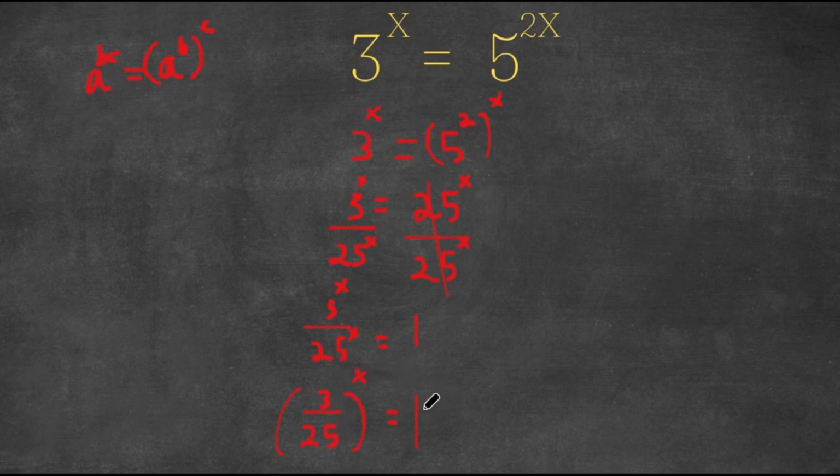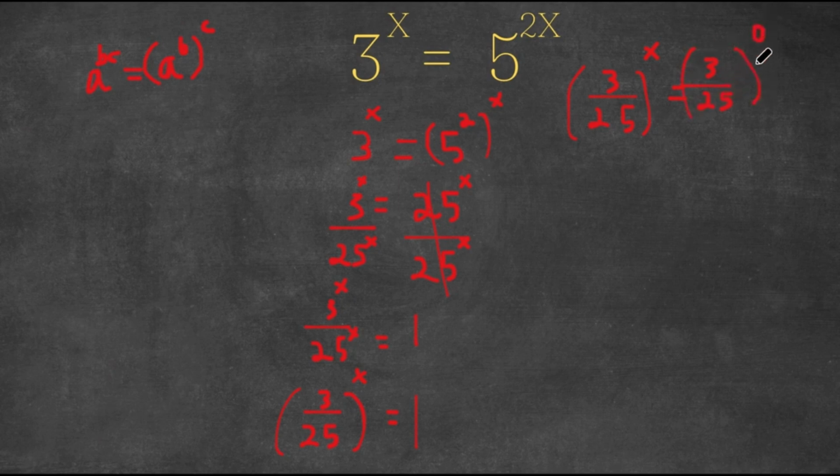And now what we want to do is make our bases the same. So another way to write 1 is 3 over 25 to the power of 0. And that way, both our bases would be the same. So this is equal to 3 over 25 to the power of x equals 3 over 25 to the power of 0.